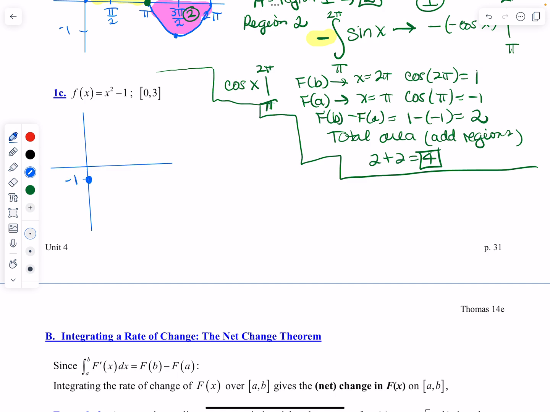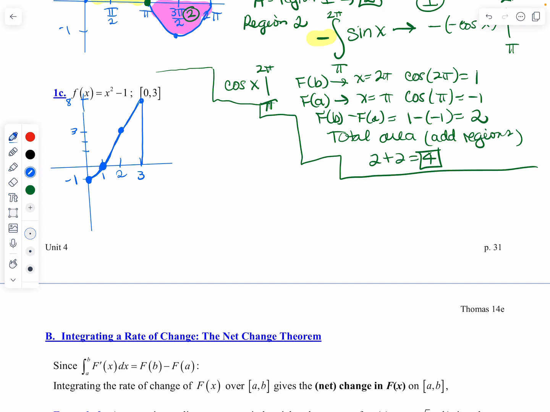If I plug in 1, I get 1 squared minus 1, which is 0. If I plug in x equals 2, 2 squared is 4 minus 1, which is 3. And then finally, if I plug in 3, I get 3 squared minus 1, so that's 8. So it's going to be up here, and I'm just going to put a little note that this is 8 up here. So this is what my graph looks like, right?